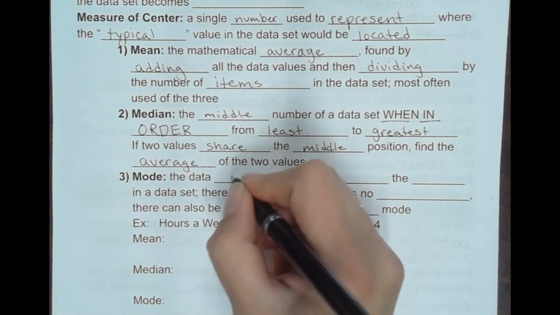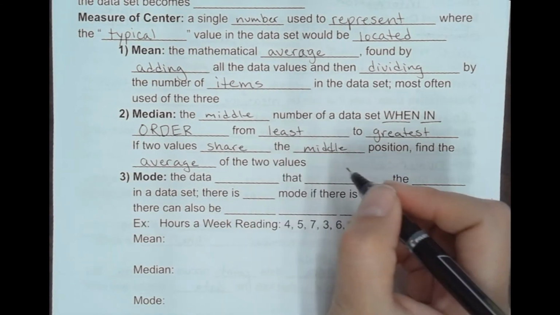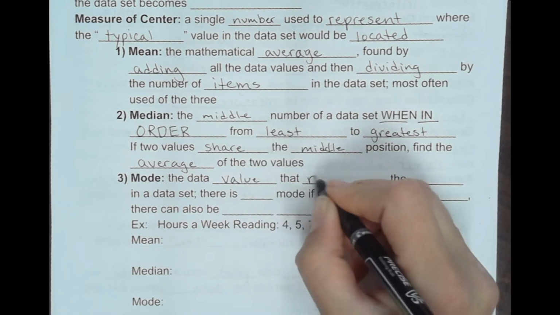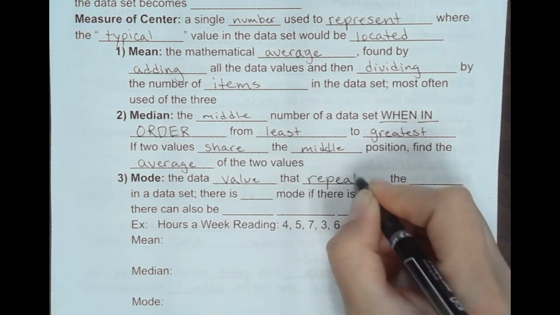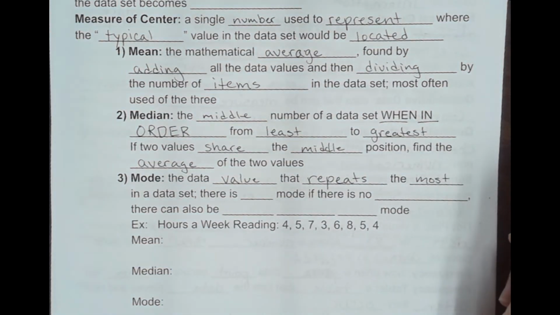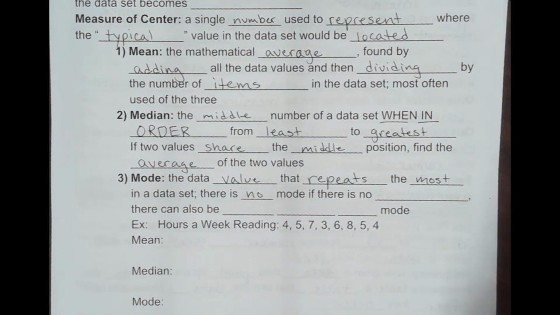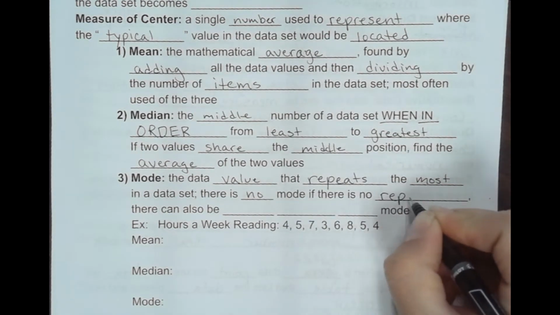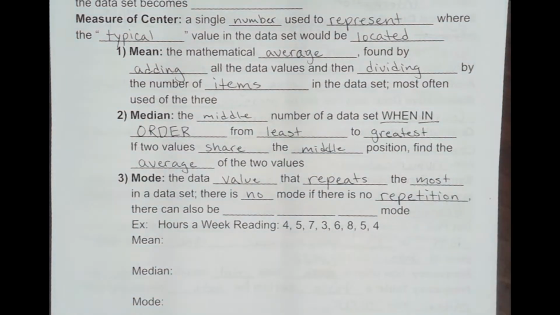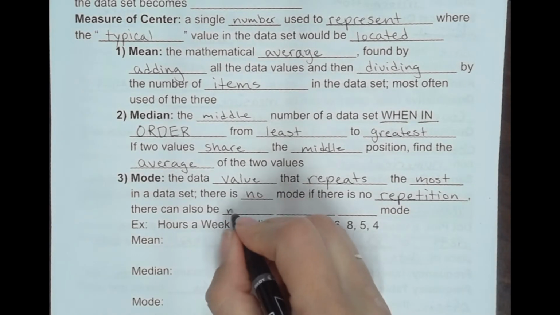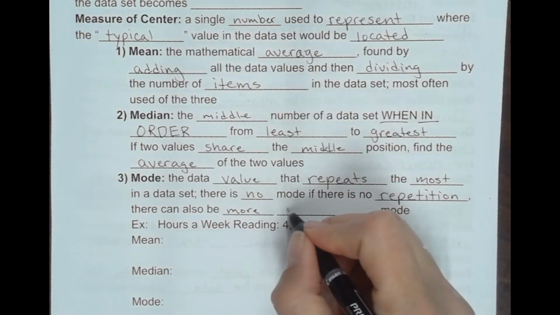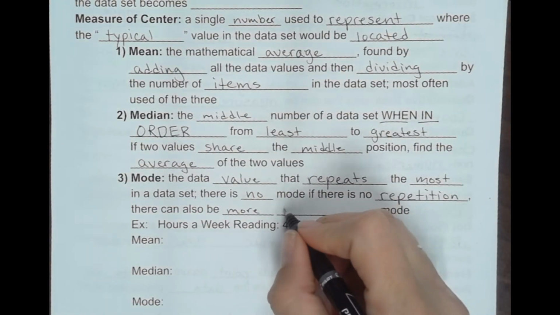The mode is the data value that repeats the most. In a data set, there is no mode if there is no repetition. So if nothing repeats, then there is no mode. There can also be more than one mode. Whatever repeats the most, if there's 2 or 3 or 4 or 10 things that share that spot, you can have more than one mode.